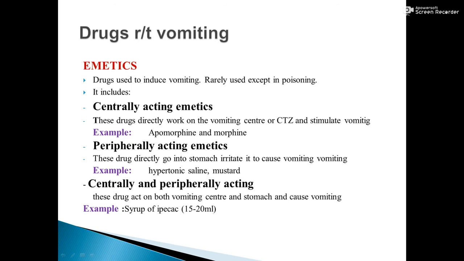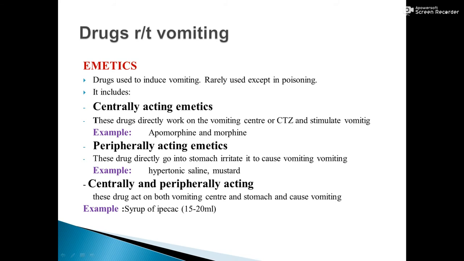Now these are the drugs especially used to induce vomiting, that is emetics, rarely used except in poisoning. It includes the centrally acting emetics. These drugs directly work on the vomiting center and the chemoreceptor trigger zone, and stimulate vomiting. For example, apomorphine and morphine. So it is not necessary that a single drug can be used for a specific treatment; there are multiple indications of a single drug.